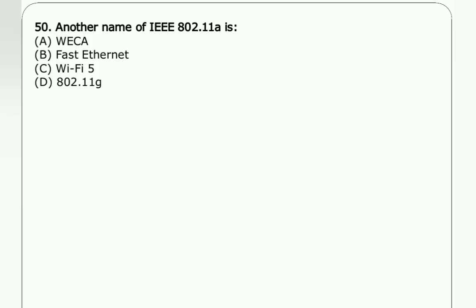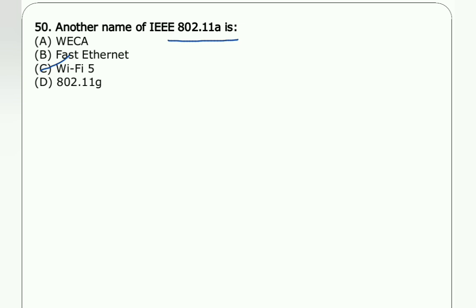Another name of IEEE 802.11a is. These types of questions were also asked. They will ask about the different versions of the IEEE, that is 802.4, 802.3. They will ask what is the name of IEEE 802.3, or for suppose there is token ring, token ring is which version of IEEE? Like that they will ask some questions. These types of questions were also repeatedly asked in the UGC NET. So the answer for this question is Wi-Fi 5. So C is the answer.